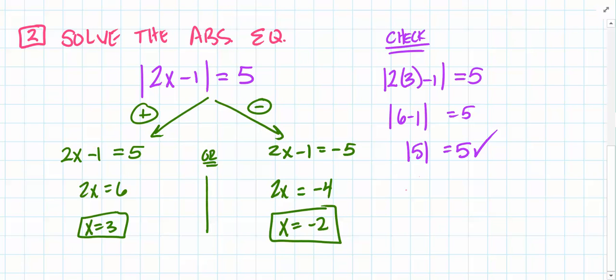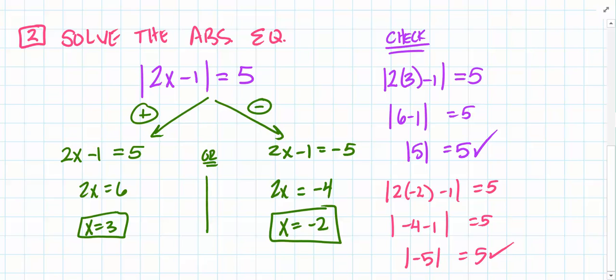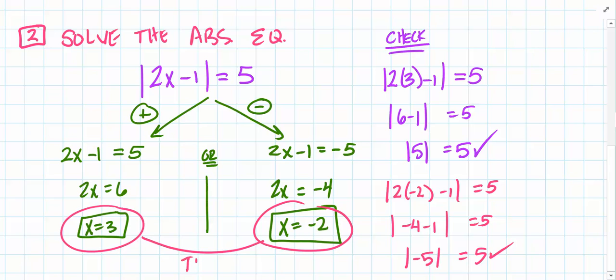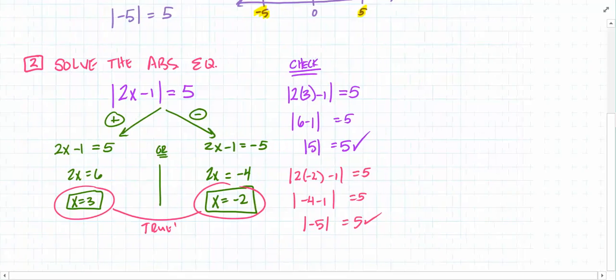Yeah, so here we go. 2 times -2 minus 1. That has to be 5. So absolute value of -4 minus 1 has to be 5. And look what I get here. Absolute value of -5 is also equal to 5, which is also a true statement. So therefore, both of these solutions work. Both of these make it true. So that would be a case where two answers can actually work. What is the thing I'm trying to avoid? What am I trying to avoid when I'm checking? Did anybody know?